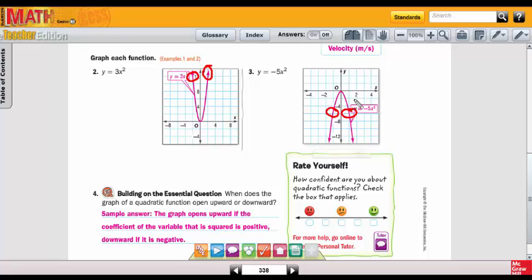Real quick, easy answer here, and this is something that definitely ought to be on your gold sheet: the graph opens upward if the coefficient of the variable that is squared, so let's talk about the x squared because it's almost always going to be x squared for these first several problems, is positive, it opens up. If it's negative, it opens down. And that's how I would put that on my gold sheet. Please do independent practice.